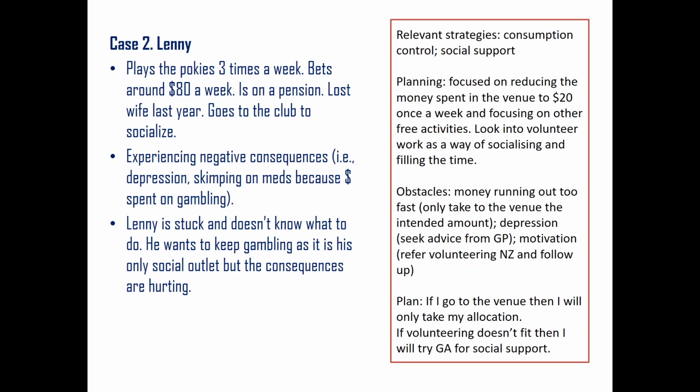So his plan would be, if I go to the venue, then I will only take my allocated money. This is the most used strategy for limiting money spent in a gambling venue. And in terms of the volunteering, if volunteering doesn't work out, then I will try Gamblers Anonymous for social support. That's the 12-step program as a way of getting social support, where it's a no-cost option, and also supportive in terms of extending his friendship groups.